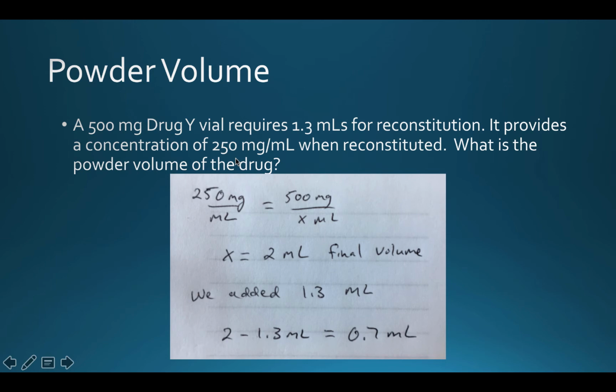If we've got 500 milligrams of drug and the final concentration is 250 milligrams per mil, it makes sense that our final volume would be 2 mils. Now we added in 1.3 mils of our diluent for reconstitution. So 2 minus 1.3, I think we can easily solve for the powder volume of the drug.